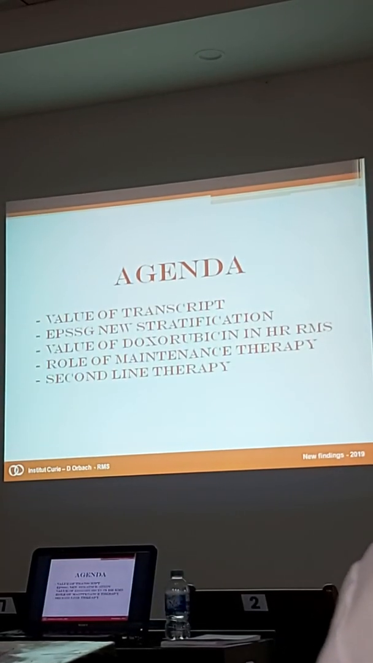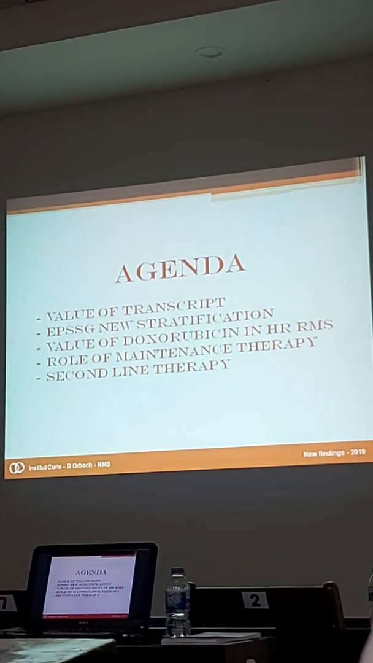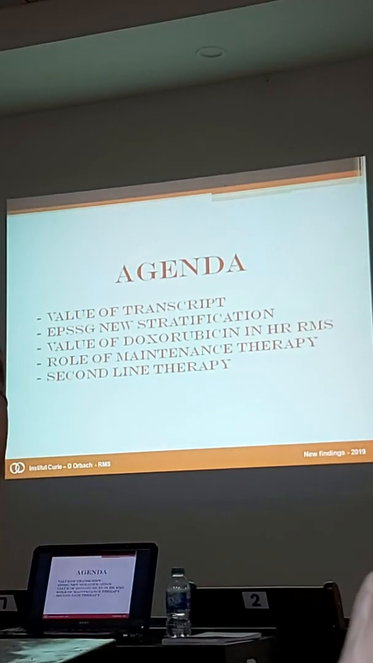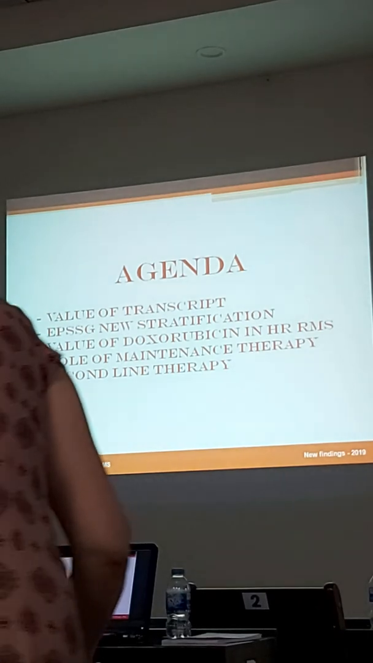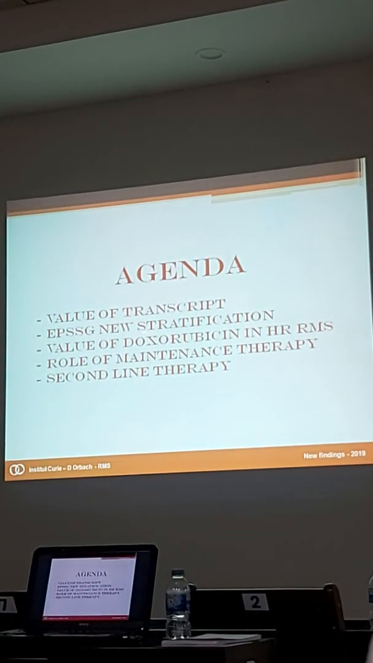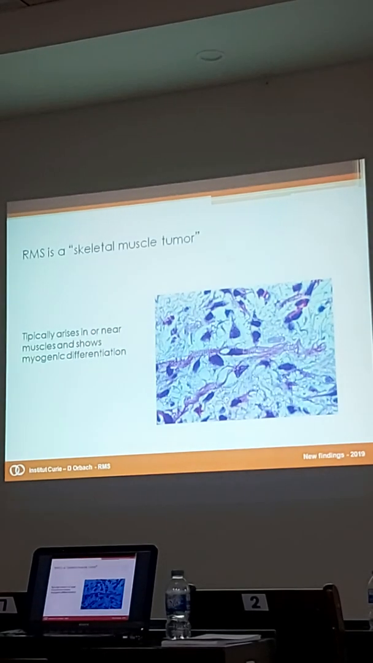So what we're going to talk about is the value of the fusion transcript. I know that it's sometimes difficult for you to have this information, but you will see that it will be the most important information that we need when you are in front of a rhabdo. We'll speak about the new stratification for the next protocol that will start this year, the value of doxorubicin, the role of the maintenance, and if we have time, we'll speak about second-line therapy in such a disease.